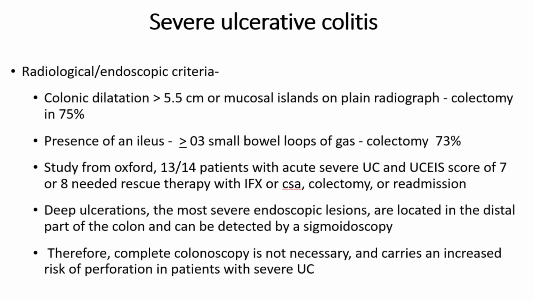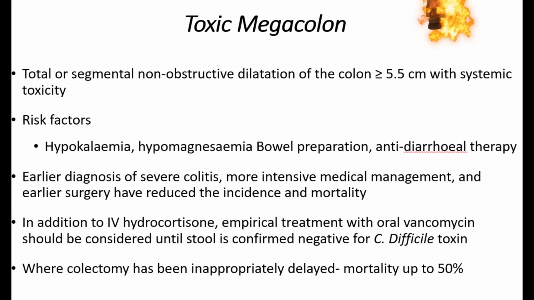Toxic megacolon is one of the complications of ulcerative colitis or severe inflammation. That is total or segmental non-obstructive dilatation of colon more than 5.5 centimeter with systemic toxicity. Then we have to think the patient has developed toxic megacolon. Risk factors for toxic megacolon are hypokalemia, hypomagnesemia, bowel perforation and antidiarrheal therapy.